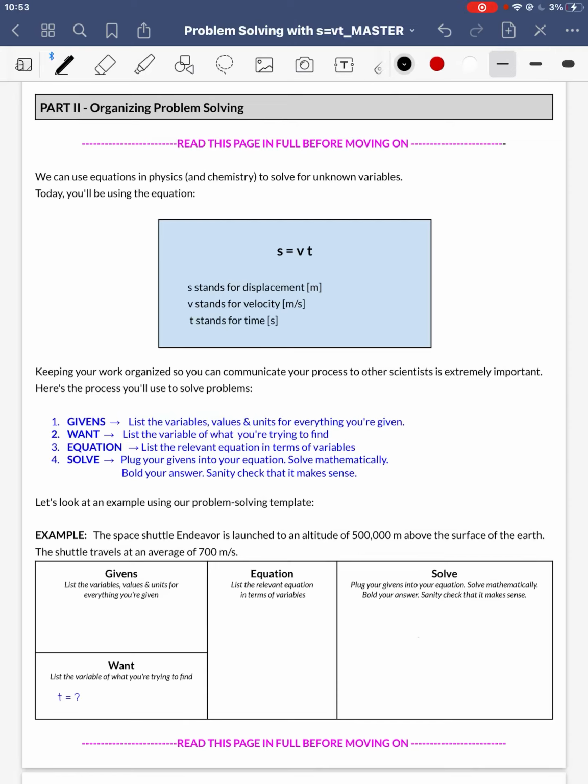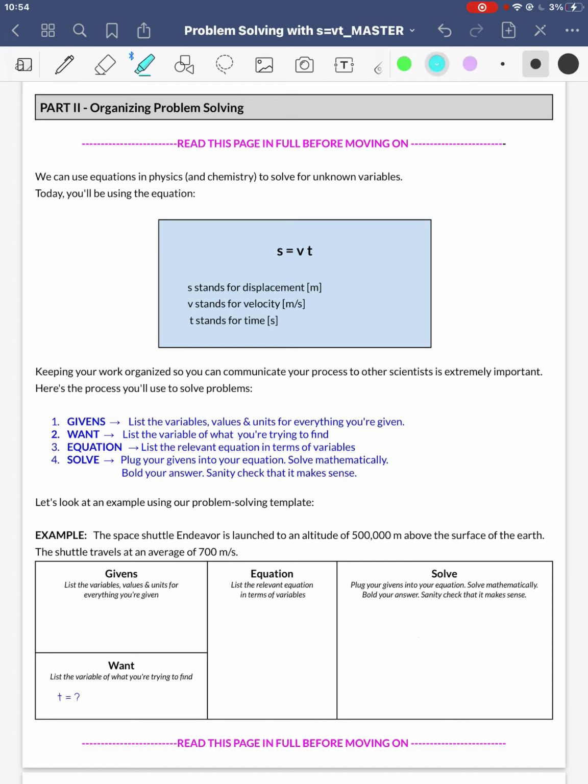All right, welcome. So now that we've seen that a speed camera measures velocity or speed by using displacement and time, and we've determined that those variables, displacement, velocity, time, have a mathematical relationship with each other, we're going to work with the actual equation that can relate those variables today. So in physics and chemistry and biology and all sorts of science, you can use equations to solve for unknown variables. Today we'll be using the equation S equals VT.